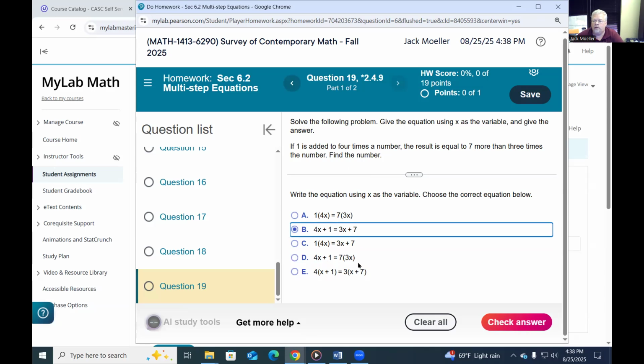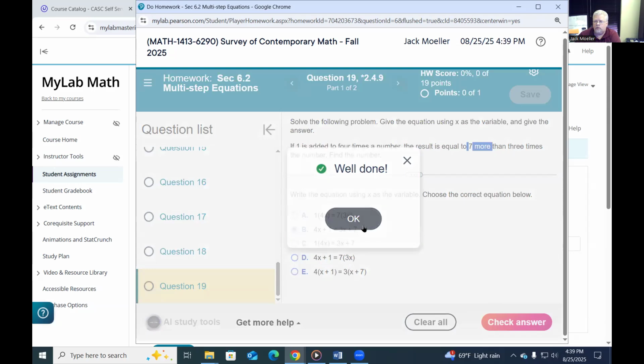Now for the right-hand side, which one is it? Is equal to 7 more than 3 times the number. Well, 3 times the number is 3x. They both have 3x. So are we multiplying by 7 or adding 7? Well, that 7 more says we are adding 7. So B would be the correct answer. That is how you set up that equation.